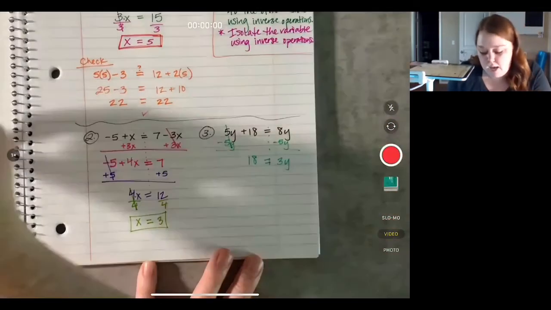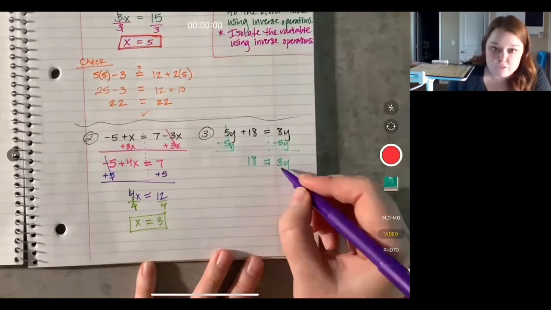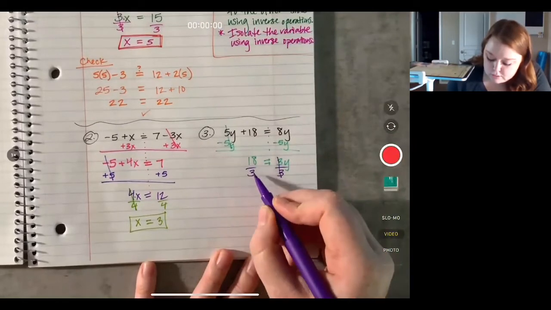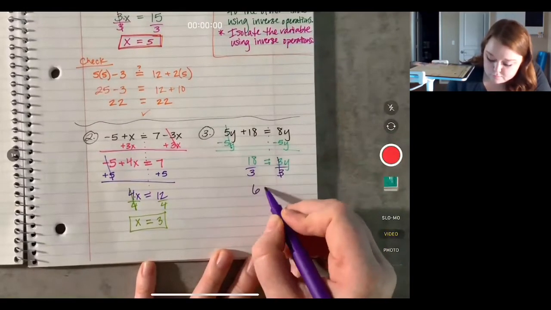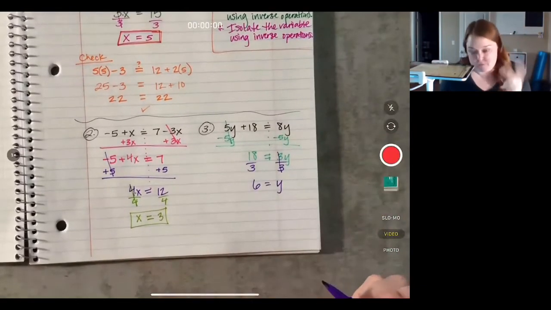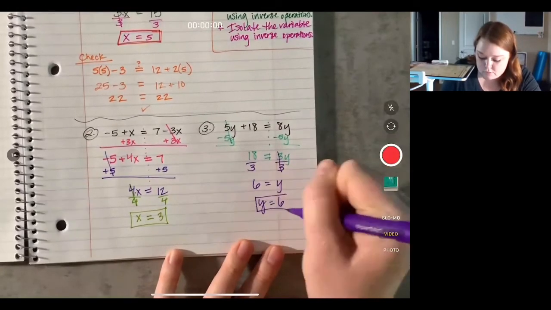Okay, I don't want 3y, so I'm going to divide by the coefficient there. I'm going to divide by 3 on both sides. 18 divided by 3 is 6. And I'm left with y over here. And then this is what I mean. You just have to flip it around. If 6 equals y, my final answer is y equals 6.